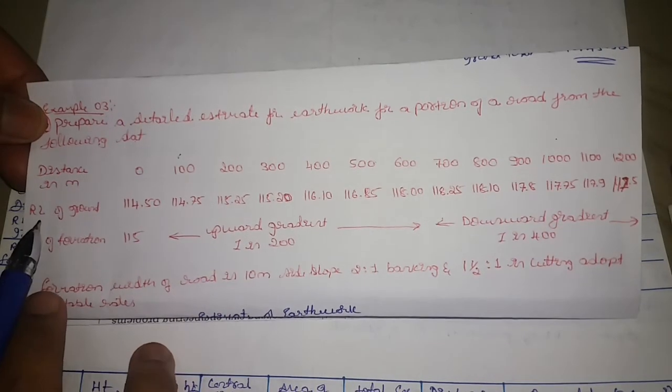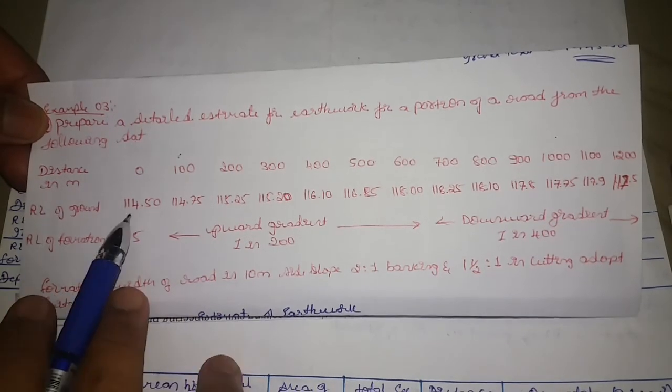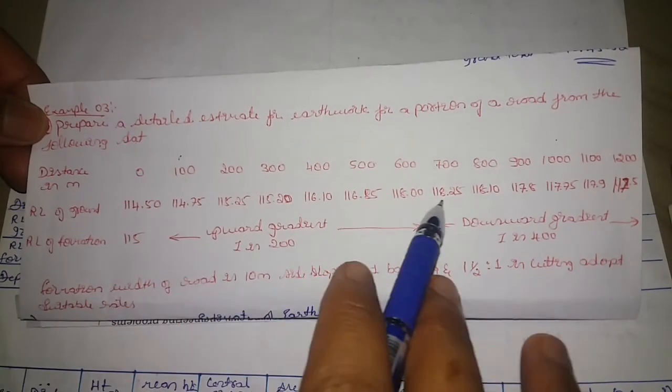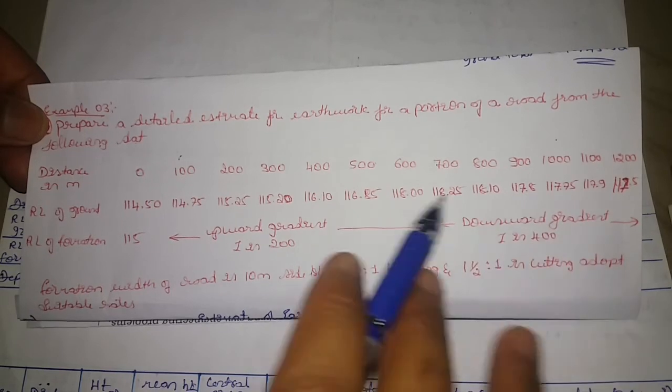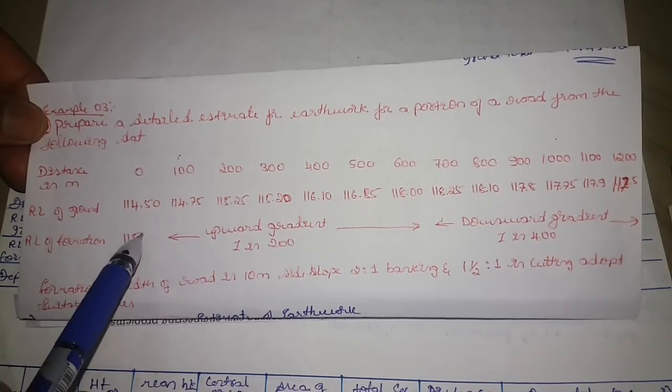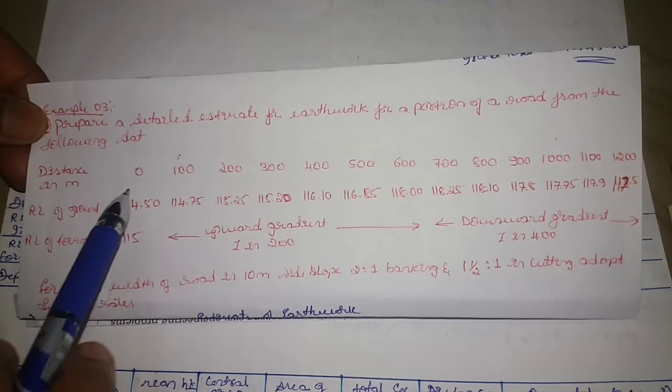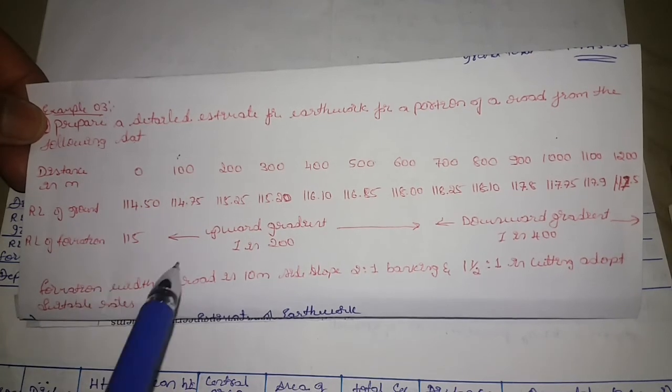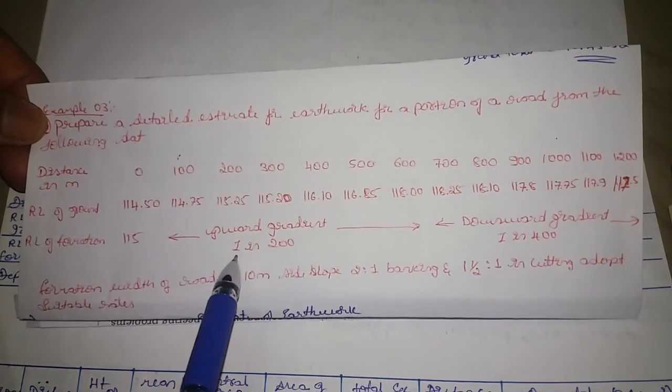Along with the distance, the RL of the ground is mentioned, starting at 114, and the RL of the ground is clearly given for each distance. Then the RL of the formation. Here the RL of the formation is given only for 0, that is 115, and after that he says that the upward gradient is 1 in 200.